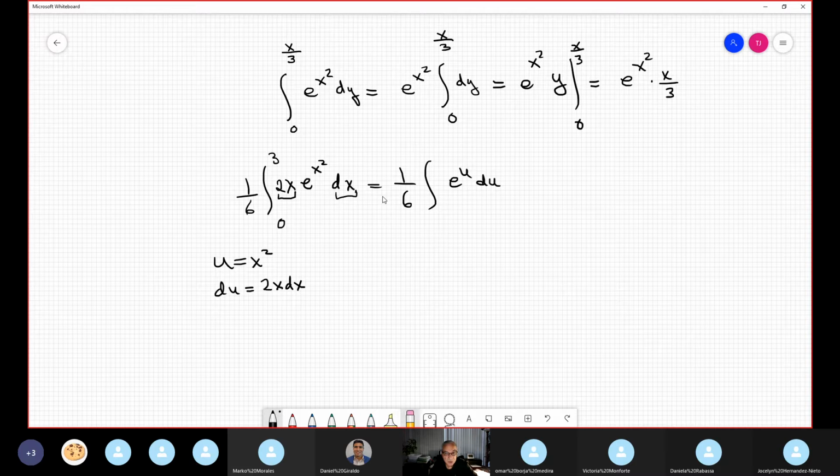But I need to modify the limits a little bit, no? Because these values 0 and 3 correspond to the variable x. Now, in our new integral, we have the new auxiliary variable, which was my friend to make the integral easy, which is u. Therefore, x equals 0 corresponds to u equals 0, and x equals 3 corresponds to 9. Okay, this integral is 1 over 6 e to the u, evaluating between 0 and 9.